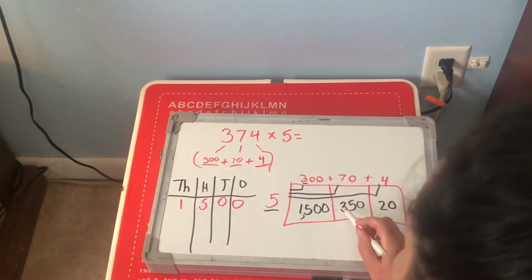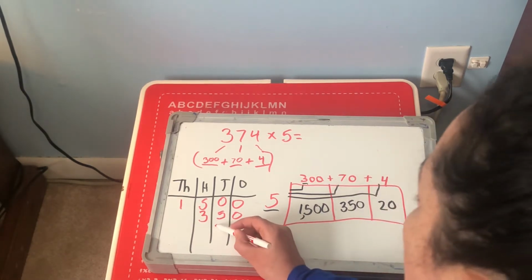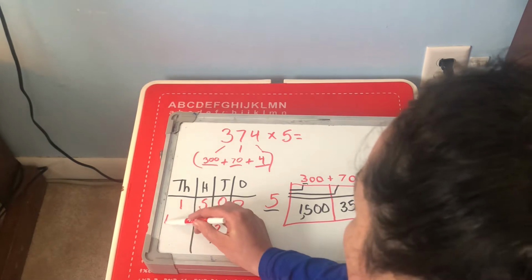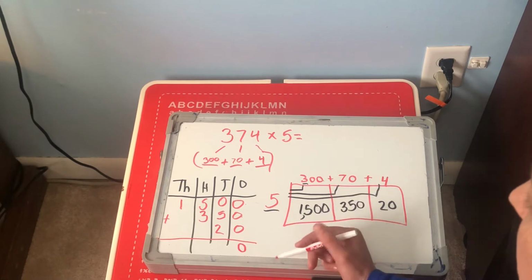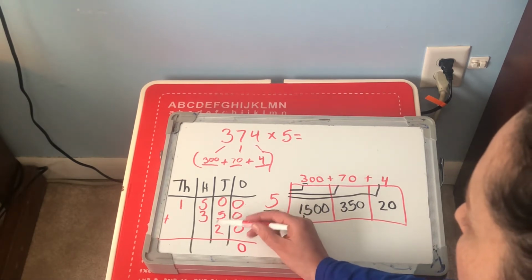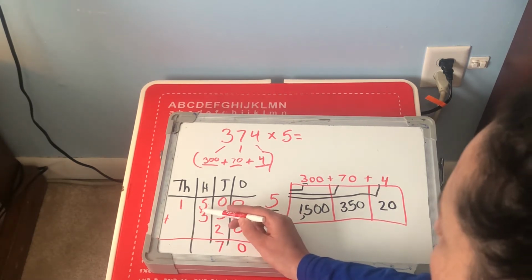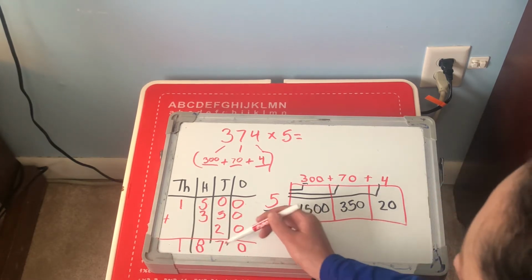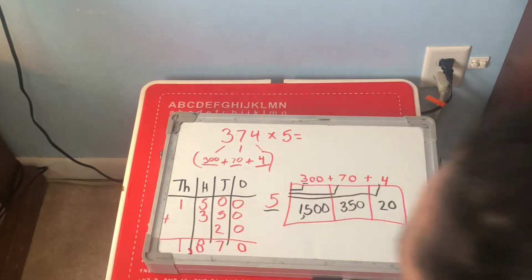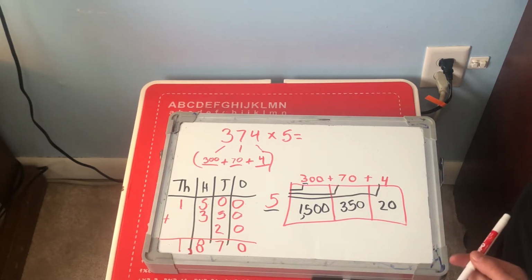1,500, 350, and 20. 0 plus 0 plus 0 is 0. 0 plus 5 is 5. Plus 2 more, 6, 7. 5 plus 3, 5, 6, 7, 8. And my 1. And I count from the end, 1, 2, 3, and put my comma. 1,870. Do you see how we can be using this for bigger numbers?